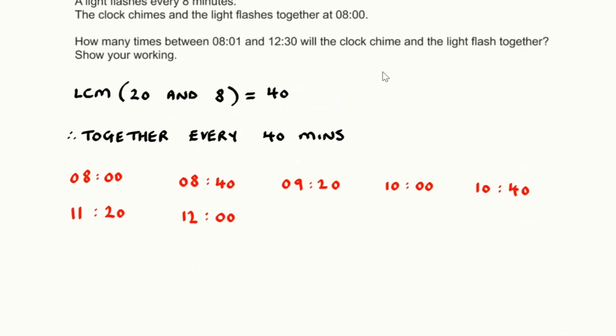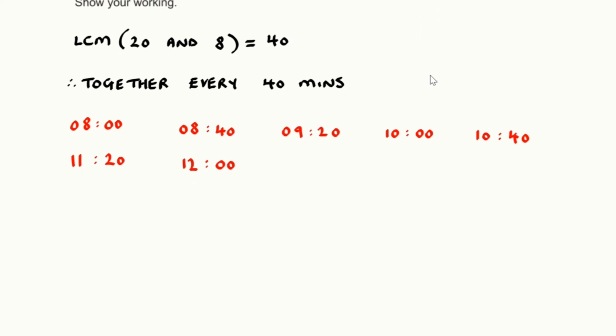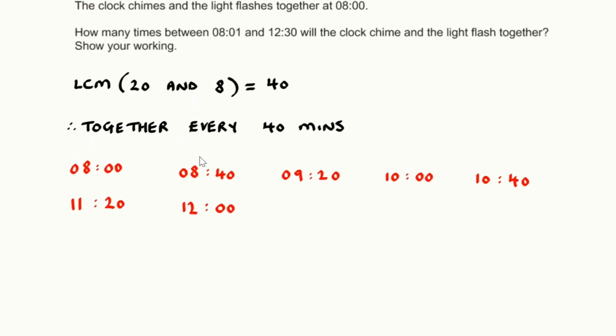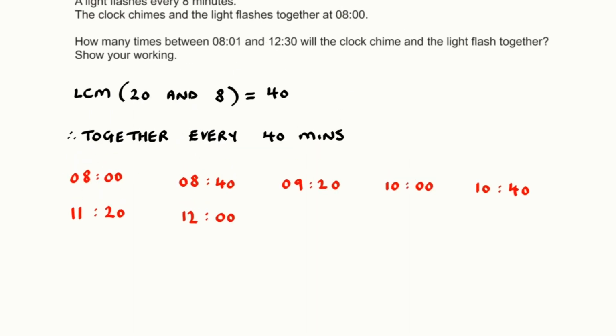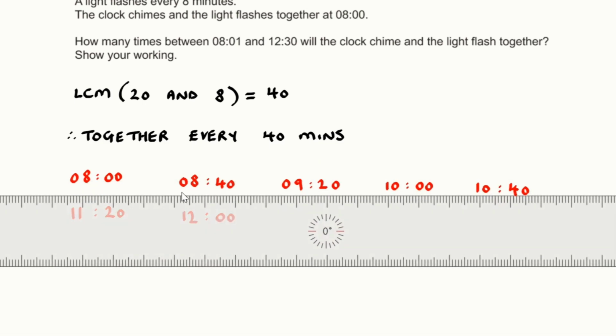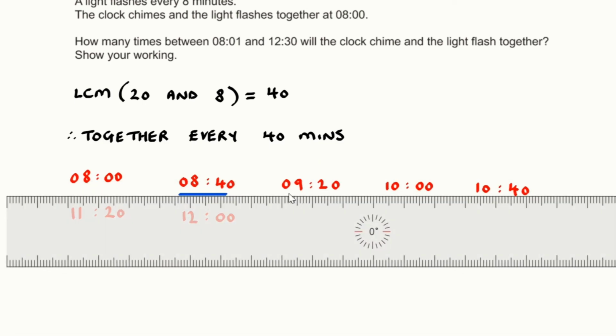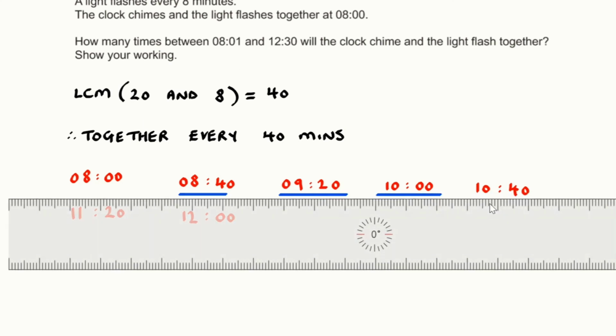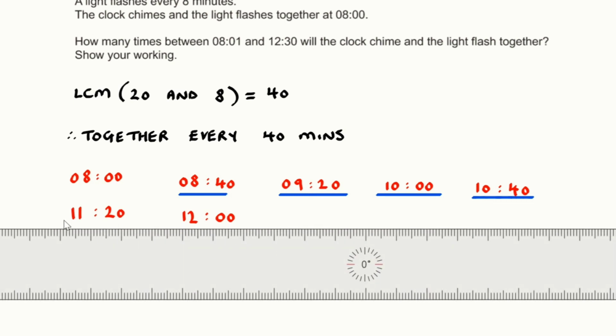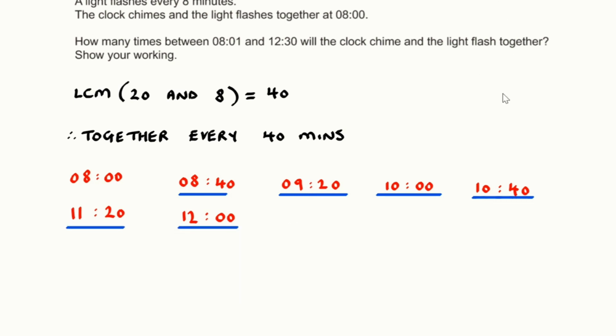So how many times do they chime and flash together? Well, we've got 1, 2, 3, 4, 5, 6, 7. Well, we can't include the 8 o'clock. So here we've got 1, 2, 3, 4, 5, 6. So we can say here, they've flashed and chimed together between 8:01 and 12:30 6 times.